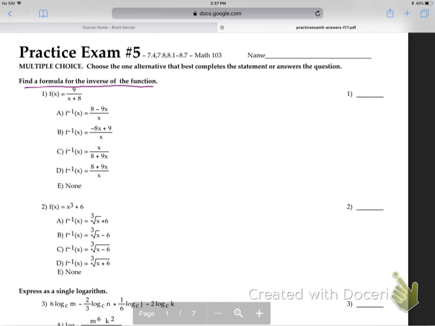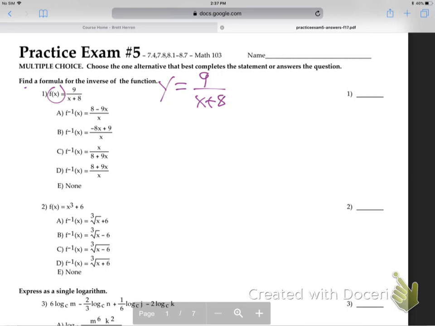What do you do? First, what's the first step? Yeah, that's a y. Right, good. f of x is y, so it's y equals 9. Yeah, you make that a y. And then what do you do? First, x and y need to switch. Then we'll do the cross multiply. You're right after that. Yeah.